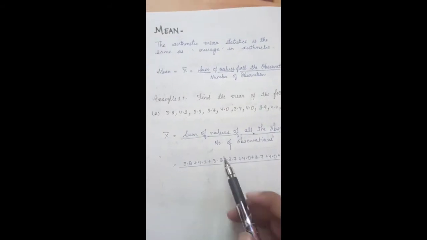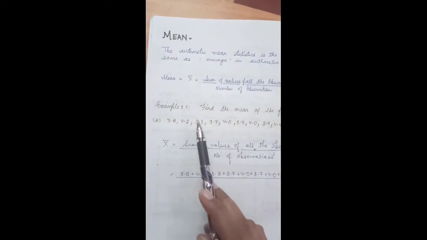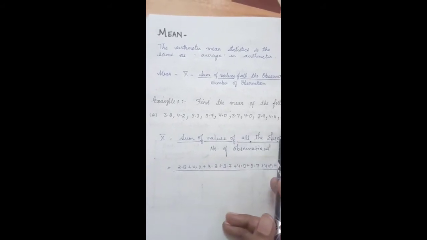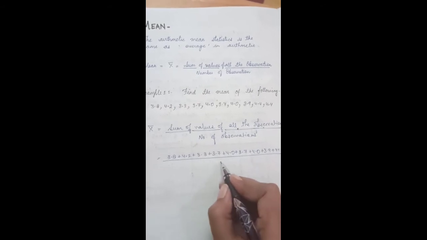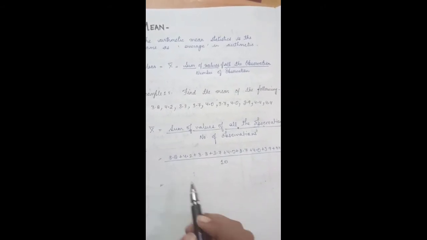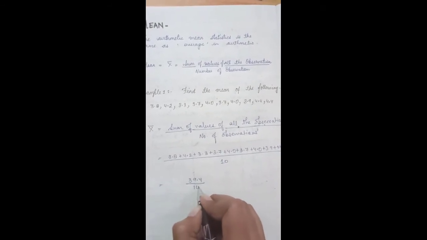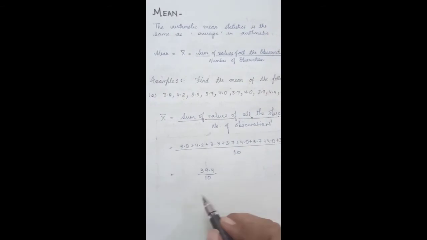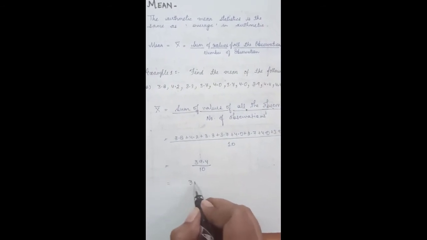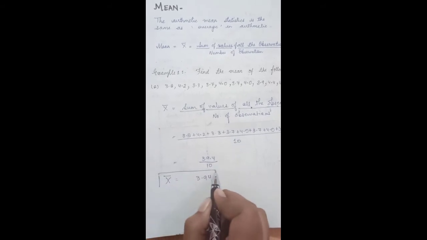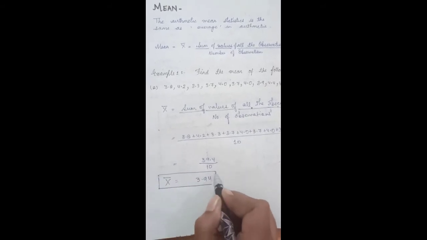How many observations are here? Count. 1, 2, 3, 4, 5, 6, 7, 8, 9 and 10. So we write 10 here. Now the sum of these numbers is 39.4 divided by 10. So we get here 3.94. So mean is equal to 3.94.